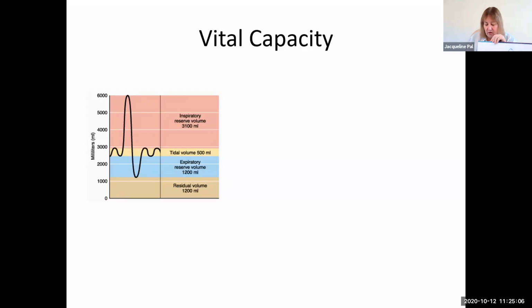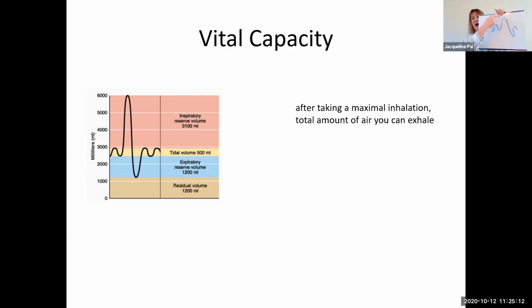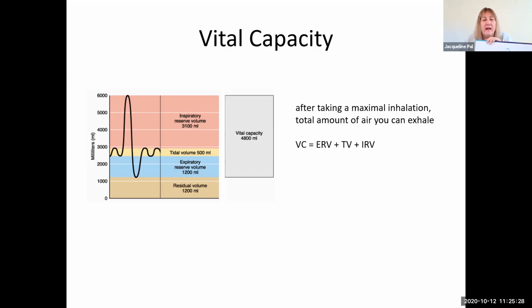The second capacity is the vital capacity. And the vital capacity starts up here at the top. So you've already taken a maximal inhalation. So after a maximal inhalation, it is all the air you can exhale. So it includes the inspiratory reserve volume plus the tidal volume plus the expiratory reserve volume. And as you can see, it's quite a significant volume, over 4.5 liters.